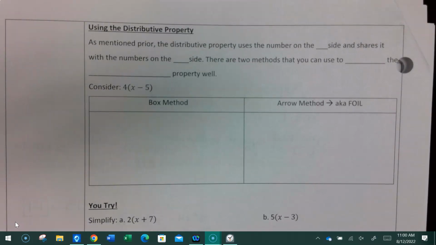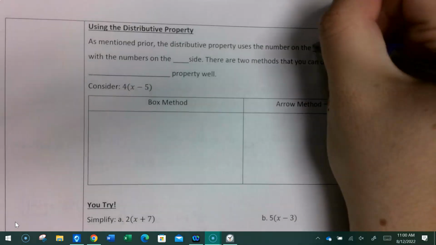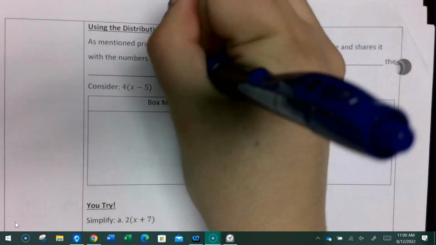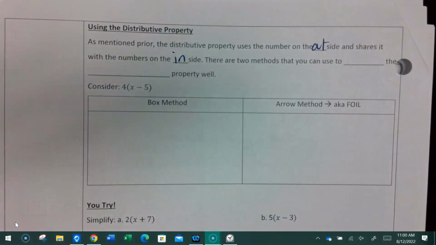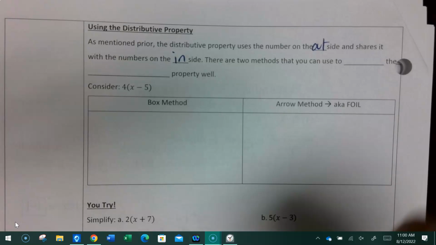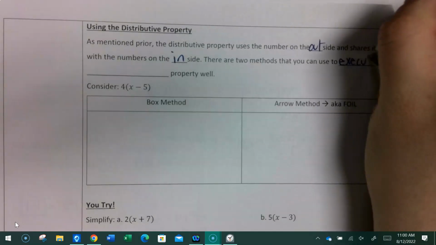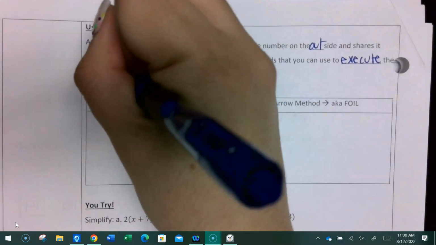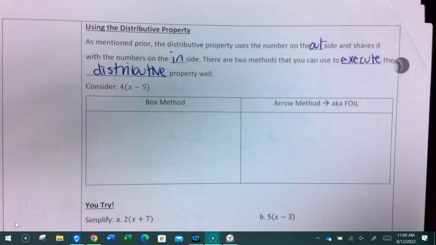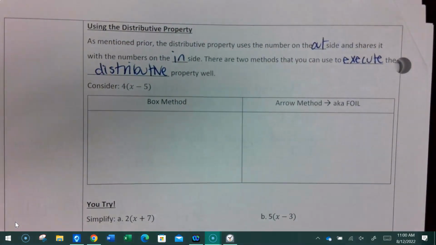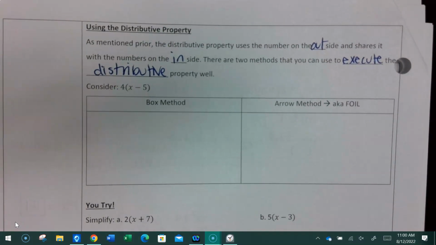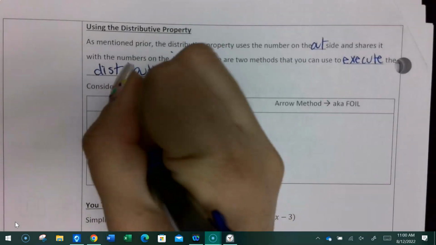Okay, so, like we said earlier, the distributive property uses the number on the outside and shares it with the numbers on the inside. There are 2 different methods we can use to execute the distributive property. So we have this problem. It is 4 and then in parentheses x minus 5. The first method we're going to use is the box method.